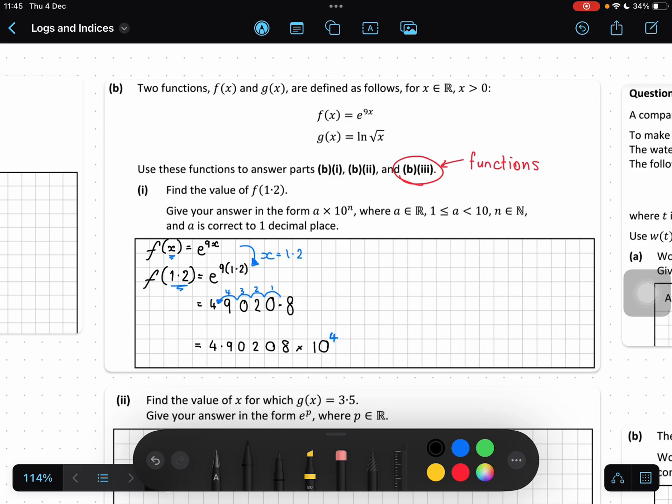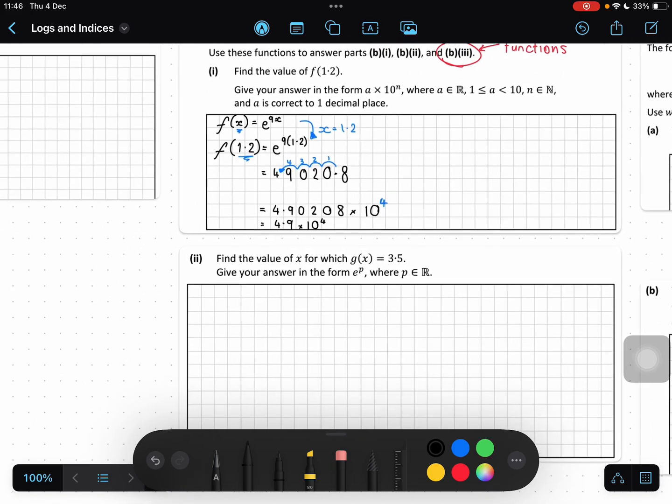So give your answer in scientific notation correct to one decimal place. Initially I actually wrote correct to one decimal place, but here there is a new decimal place. So correct to one decimal place, this one is going to be 4.9 times 10 to the power of 4, and that is my final answer there.